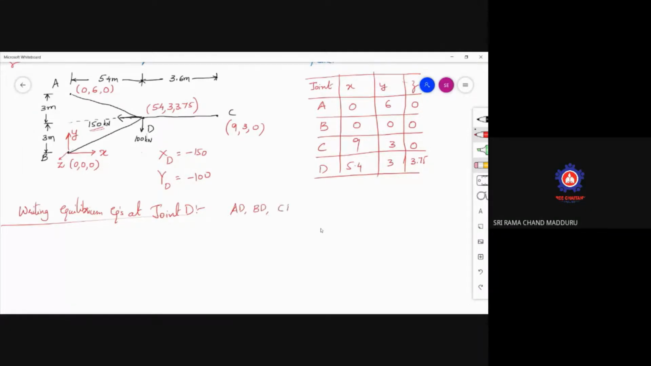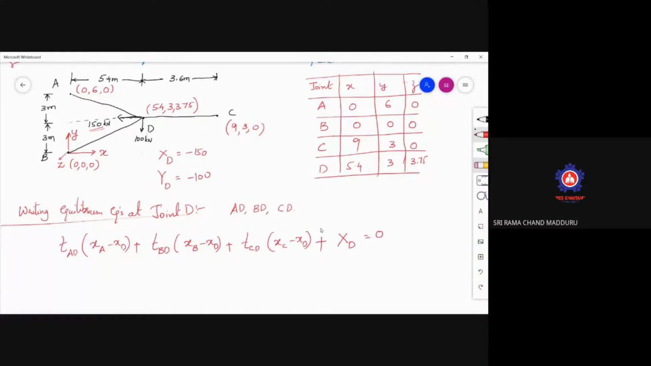So this is nothing but tension coefficient TAD into (XA minus XD), plus tension coefficient TBD into (XB minus XD), plus tension coefficient TCD into (XC minus XD), plus capital XD equal to 0.